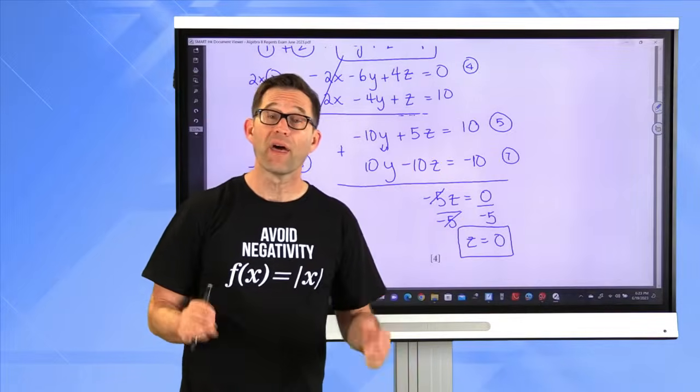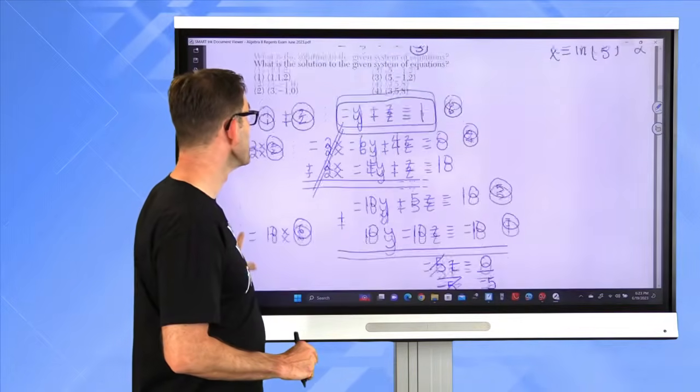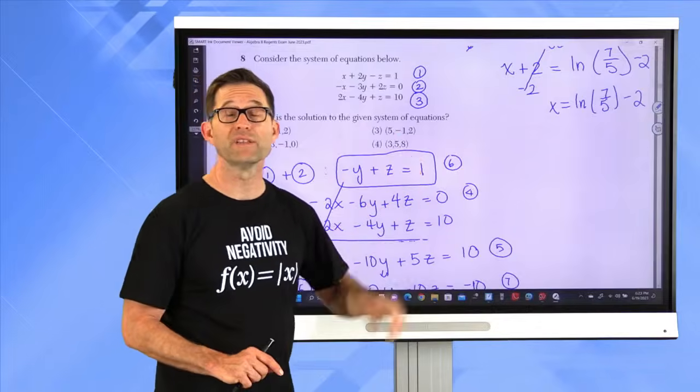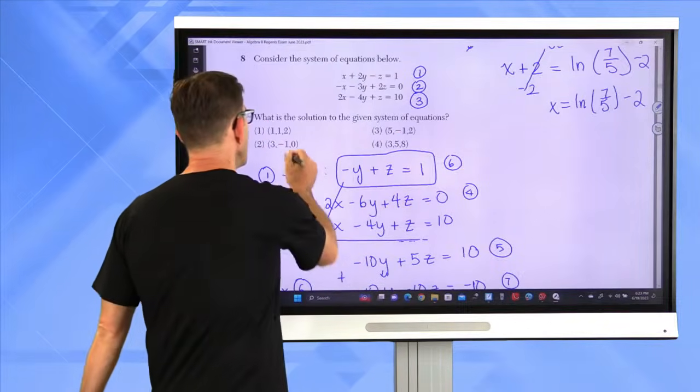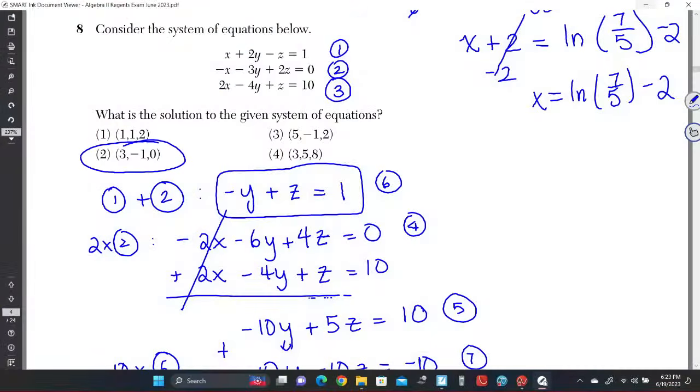All right, and now that is truly enough to figure out what the right choice is, because when I look at all of these pairs, and remember it's x comma y comma z, the only one where z is equal to 0 is right here.